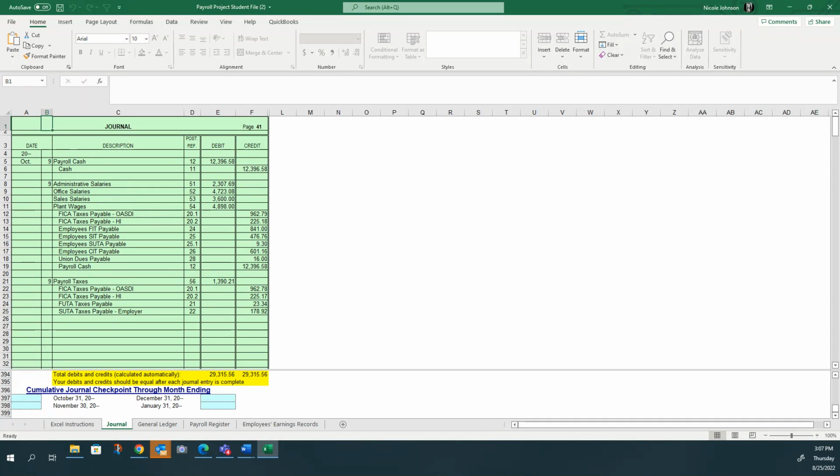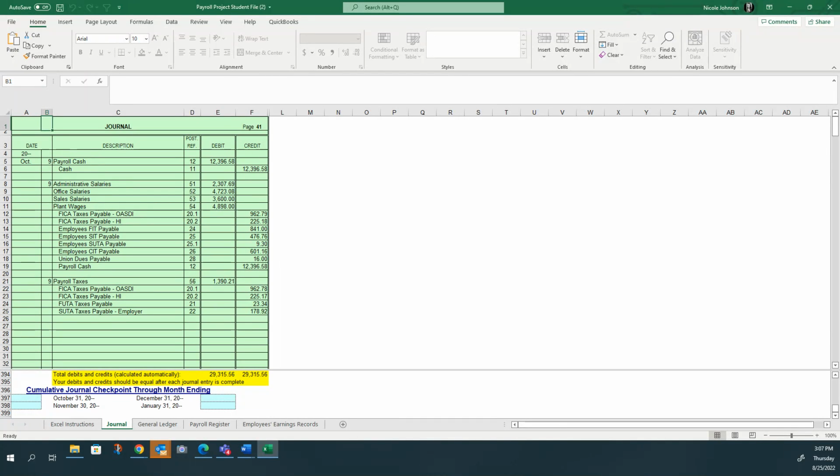Next, we need to record the payroll for October 9th. Remember from financial accounting that expenses are debited to increase them. We are going to record a debit for the total earnings and expense account for each department. Your numbers will come from the labor cost distribution columns from the payroll register. Payable accounts are liability accounts. Liabilities are increased with credits. We will credit liability accounts for each of the deduction columns from the payroll register. Finally, we credit the payroll cash to show the decrease in the amount of net pay from the payroll register.